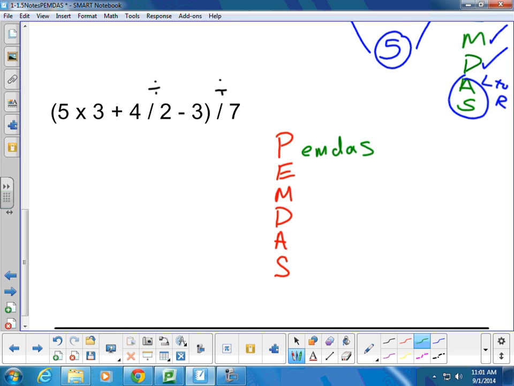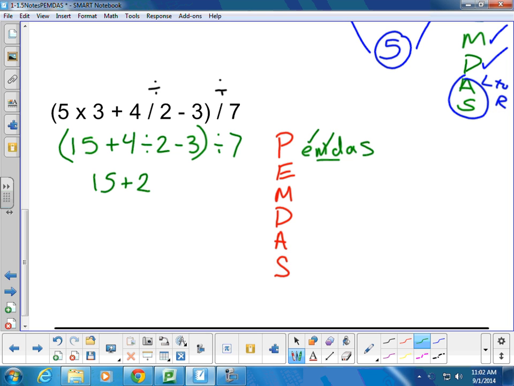Within the parentheses, are there any exponents? No. But there is multiplication and division, so I'm going to do those left to right. So my multiplication, 5 times 3 is 15, and I'm just going to go ahead and rewrite the problem so that I know that I followed everything correctly. I'm still working in my parentheses, and I see that there is some division next. So I'm going to do the division part next. 4 divided by 2 is 2. And I'm going to rewrite the problem because I want to make sure that I don't miss any steps.